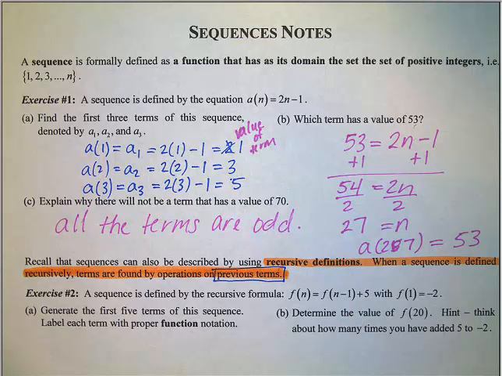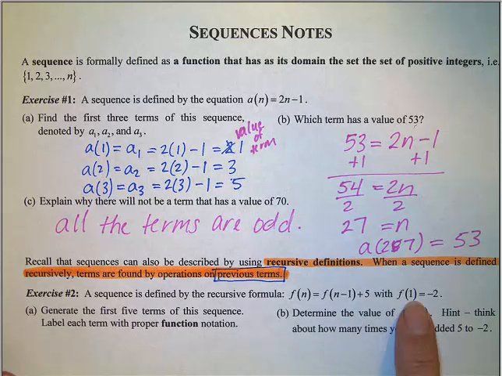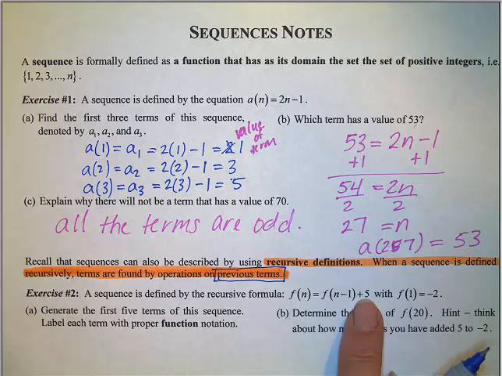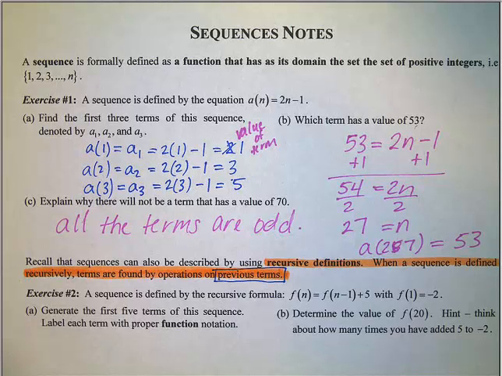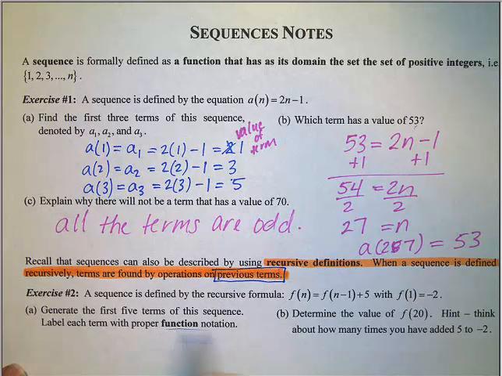So this is telling me that the first term is negative 2. So I just have to find the second term by adding 5, third term by adding 5, the millionth term by finding the 999,999th term and adding 5. So generate the first 5 terms of the sequence, label each term with the proper function notation.